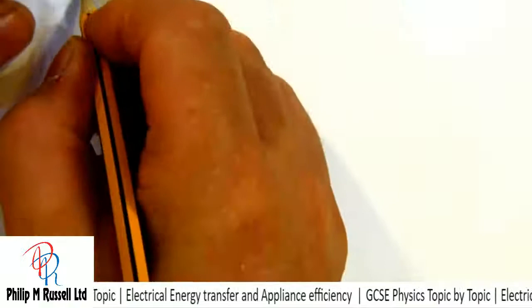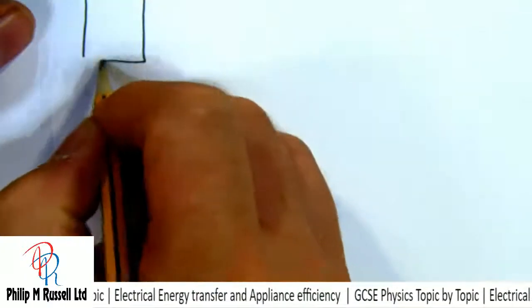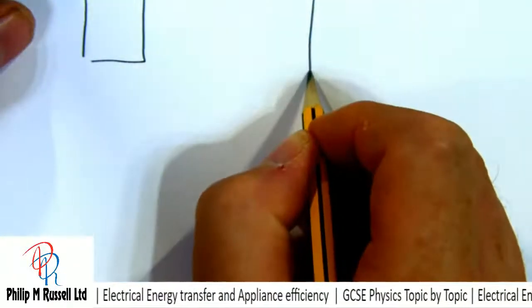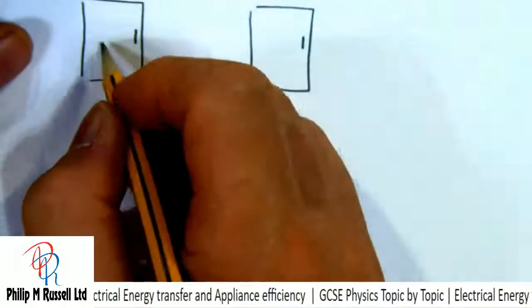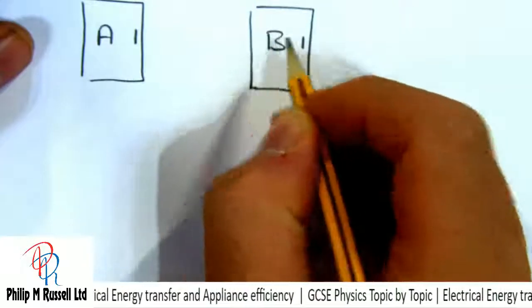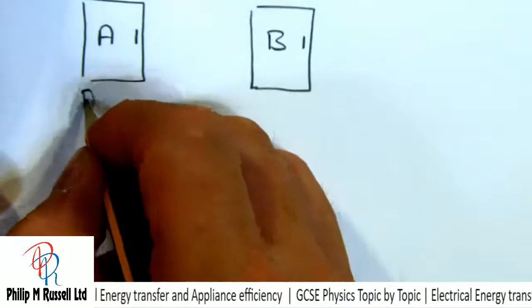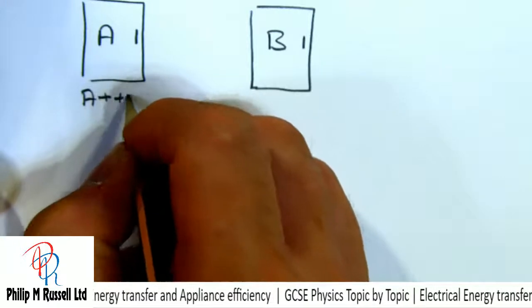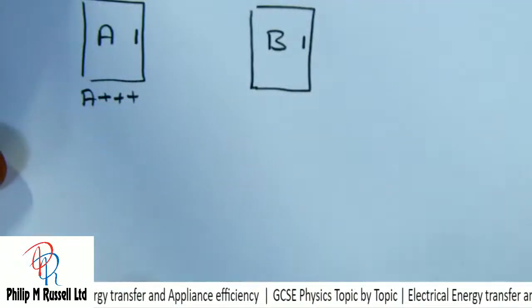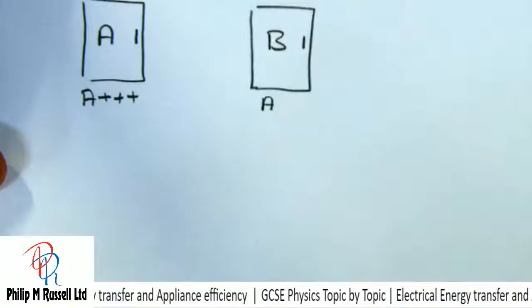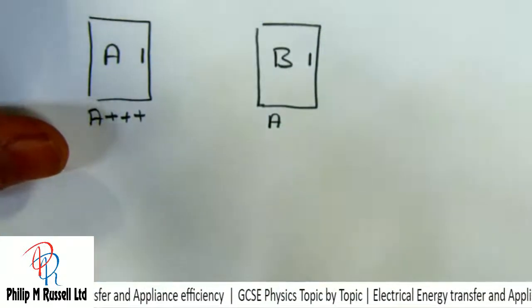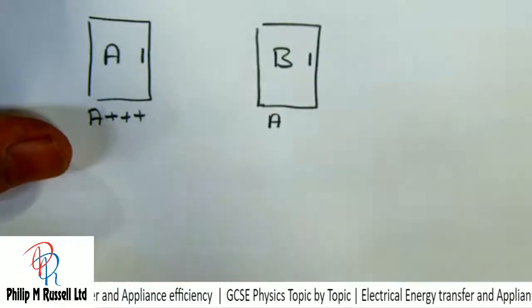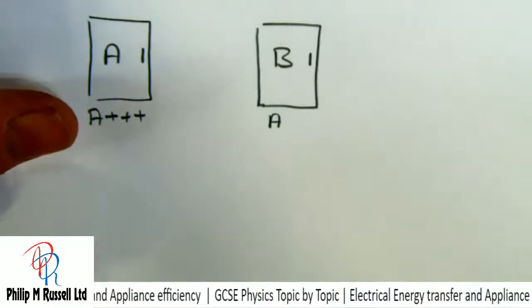So let's have a look at a little scenario. I want to buy a fridge, and I've got a choice of two fridges. They're called A and B. A is very efficient. It's an A plus with 3 pluses. The other one is only A efficient. Now I start to go through and have a look on this particular symbol.